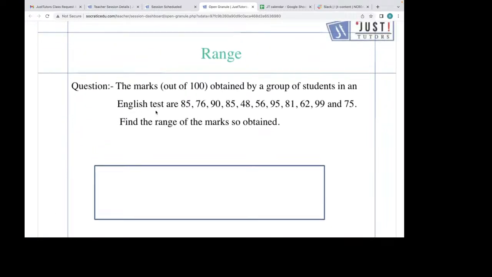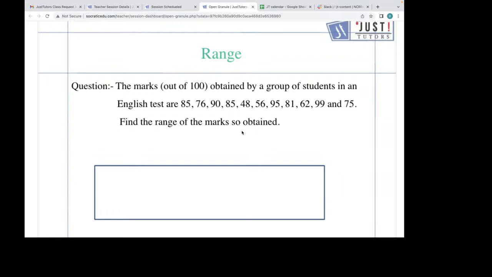Now we have to do this question all by ourselves. The marks out of 100 obtained by a group of students in an English test are 85, 76, 90, 85, 48, 56, 95, 81, 62, 99 and 75. So this is a data. अब इसमें हमें क्या निकालनी है, हमें इसकी रेंज निकालनी है.